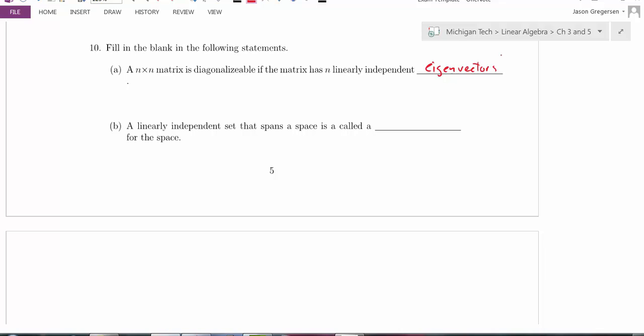B says a linearly independent set that spans a space is called a blank for the space. And this is really the definition of a basis. A basis is a set of vectors that are linearly independent and that span a space.